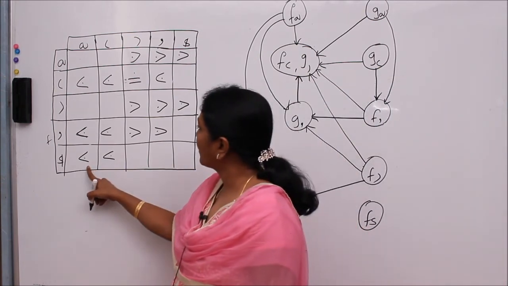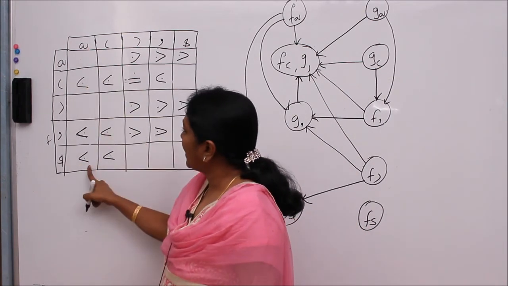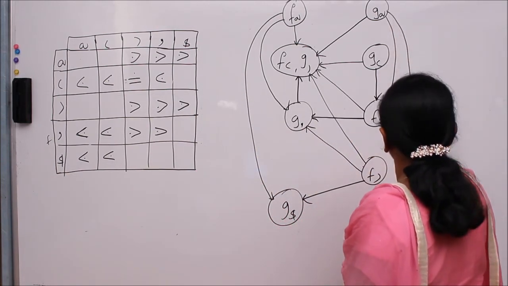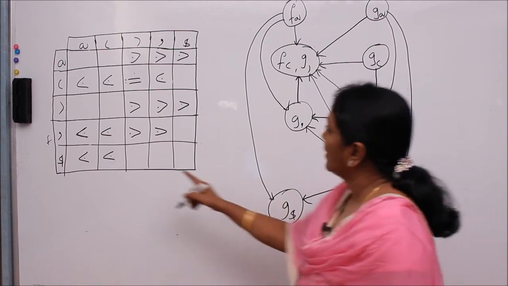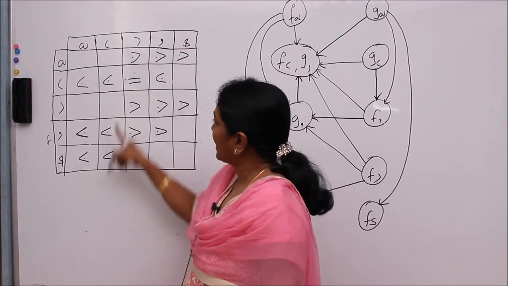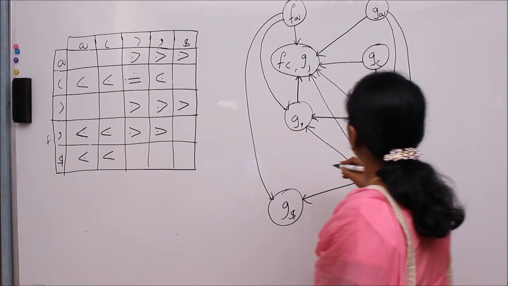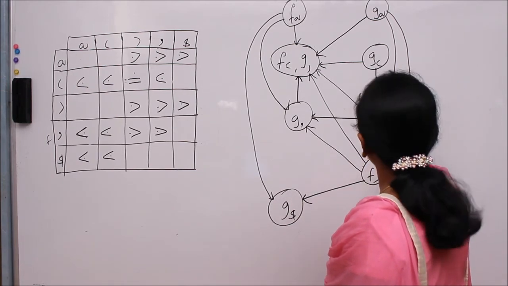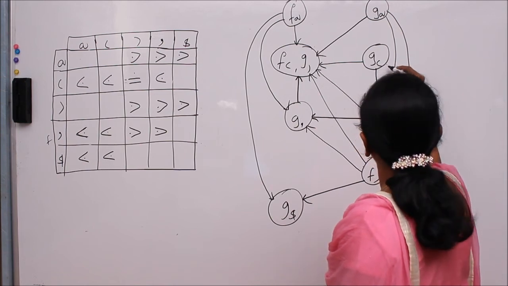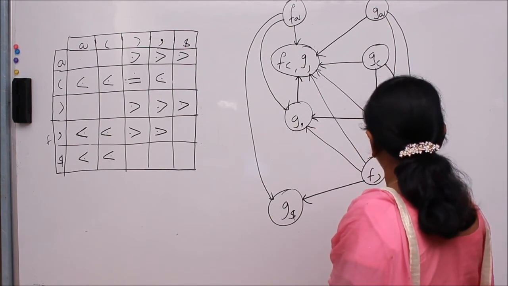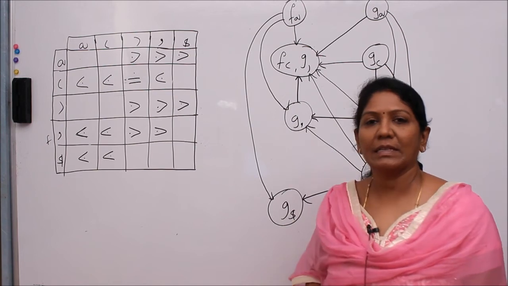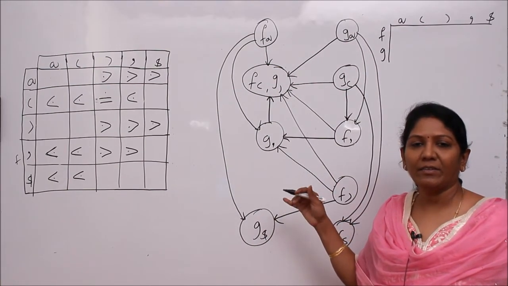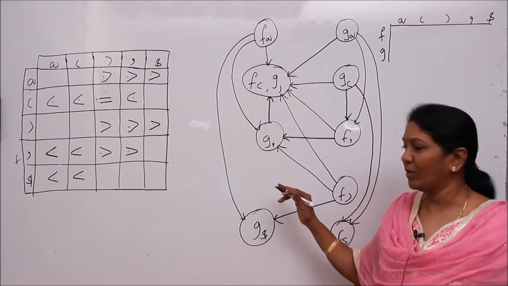Coming to this, this is g a to f dollar, and this is g left parenthesis to f dollar. This is the diagram. Let us now build a relation precedence function table out of this.